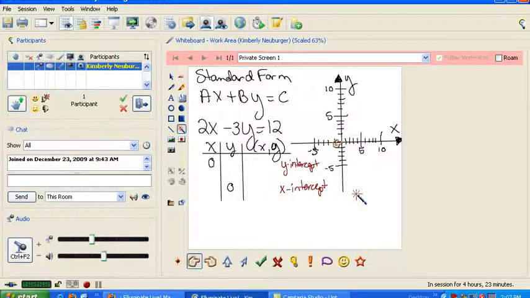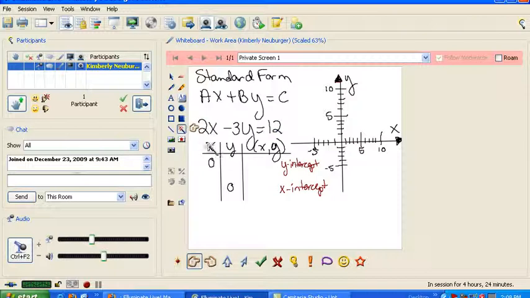Graphing with intercepts is a very useful way to graph when your equation is in what we call standard form. In standard form, you have some number times x plus some number times y equals another number. An example of an equation in standard form would be this one, where we have 2x minus 3y equals 12.